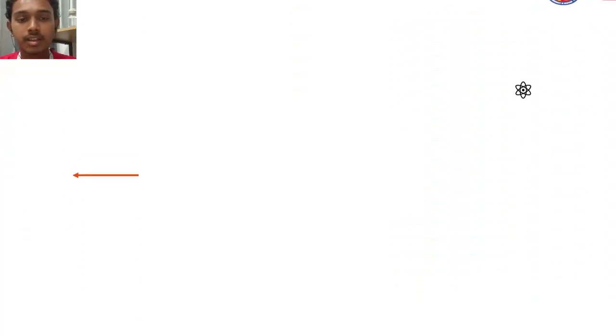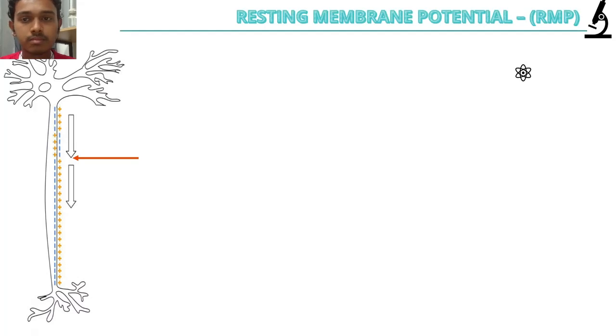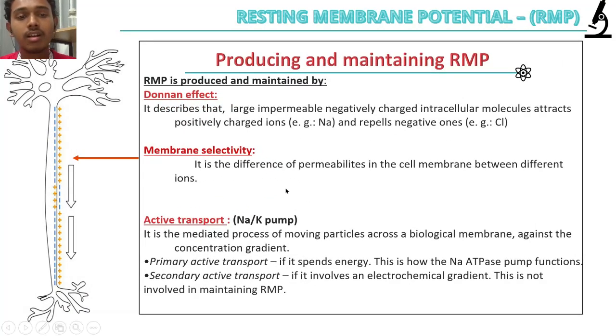Now, the maintenance of the resting membrane potential. RMP is produced and maintained by, firstly, the Donnan effect. It describes that large, impermeable, negatively charged intracellular molecules attract positively charged ions and repel negative ones. And secondly, the membrane selectivity, which means the difference in permeabilities of the cell membrane towards different ions. That means some ions can enter the cell membrane easily, but some cannot.